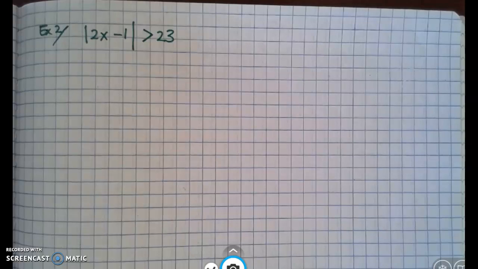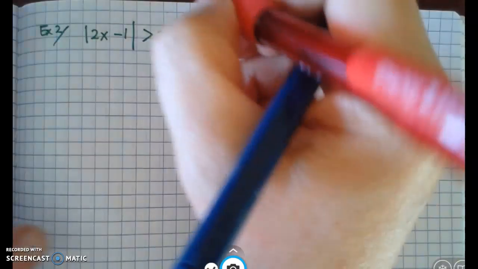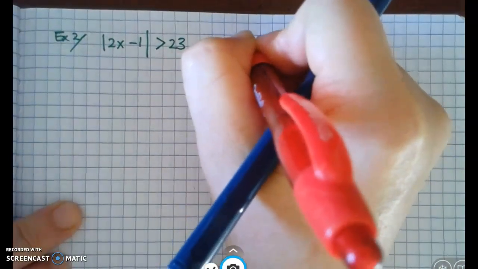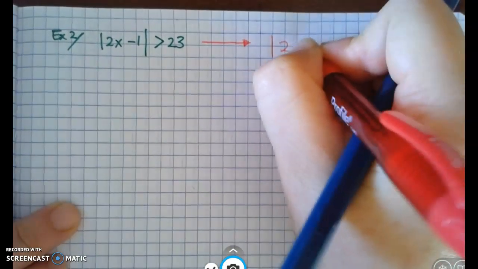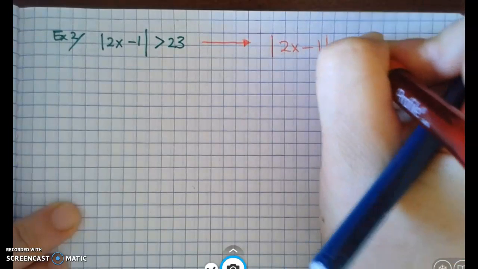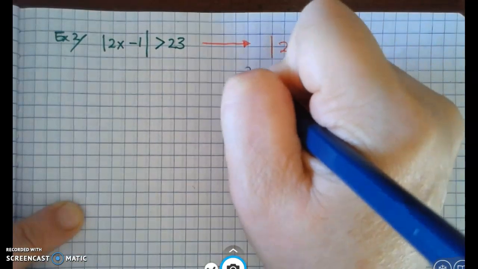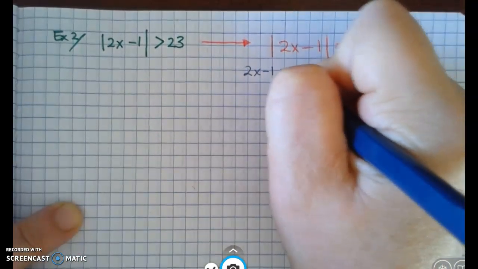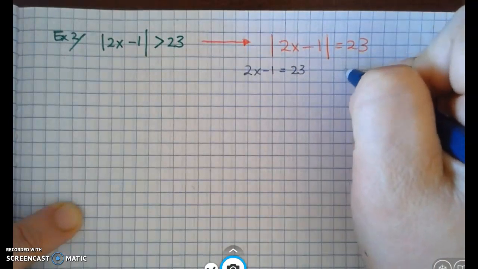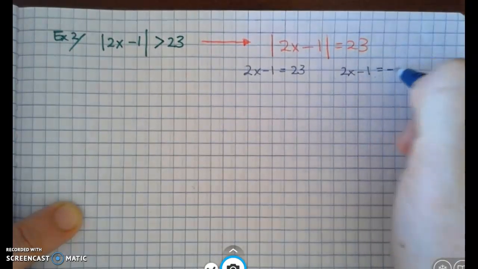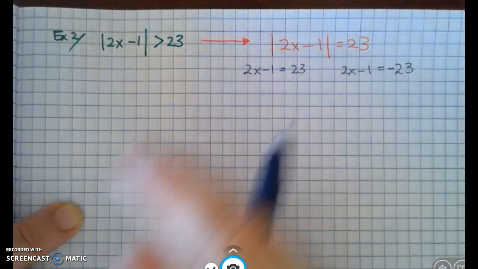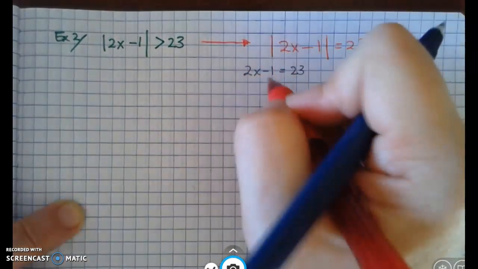Okay, let's try another problem. So the second example is the absolute value of 2x minus 1 is greater than 23. So again, I am going to rewrite this inequality as an equation to find my boundary points. So from here, I am going to get my two equations. The first equation is going to be 2x minus 1 is equal to the positive version, which is 23, and 2x minus 1 is equal to the negative version, which is negative 23. And then we're going to solve as we've always done.